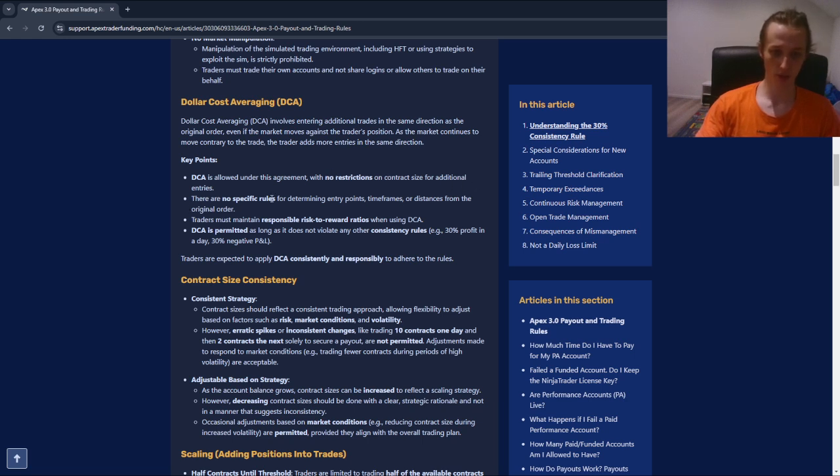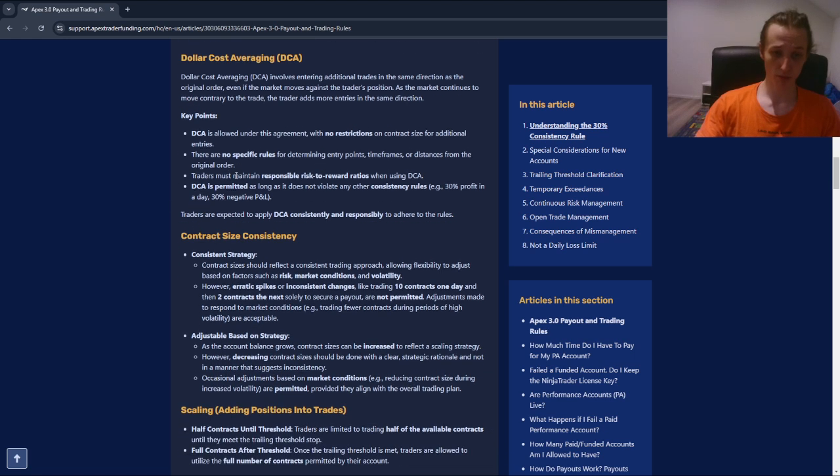There are no specific rules for determining entry points, timeframes, or distances from the original order. Traders must maintain responsible risk-to-reward ratios when using DCA. DCA is permitted as long as it does not violate any consistency rules. Example, 30% profit in a day and 30% negative P&L.